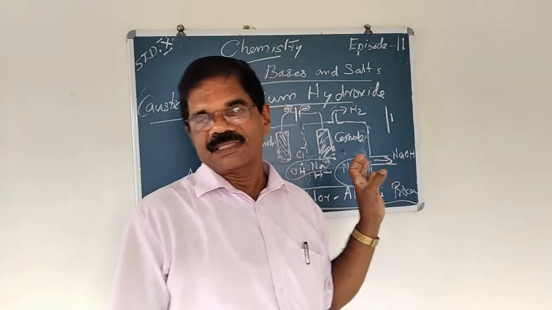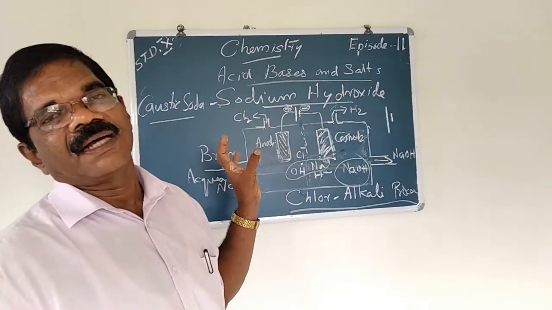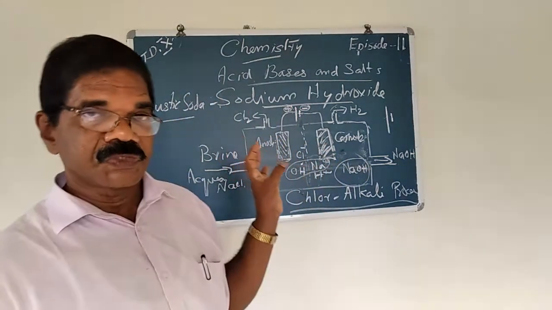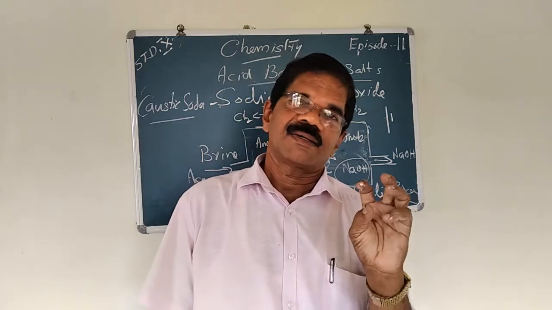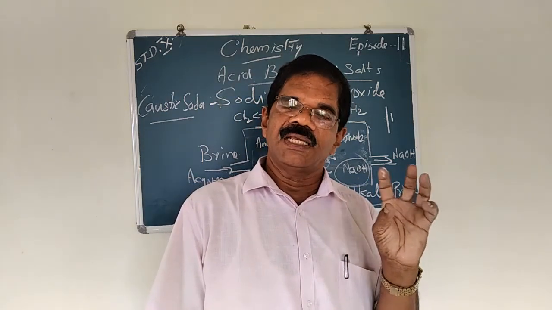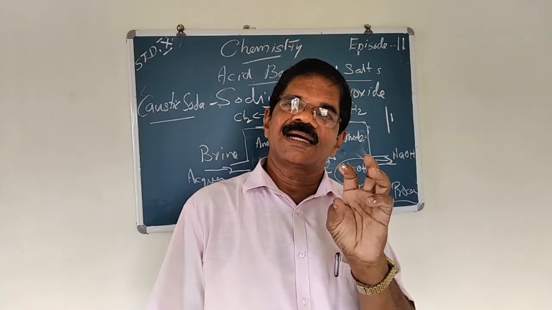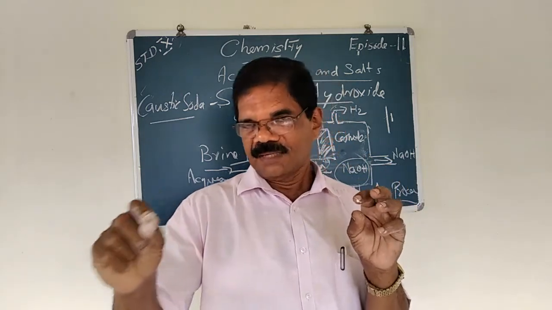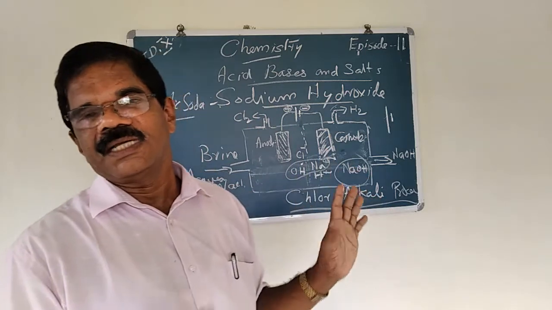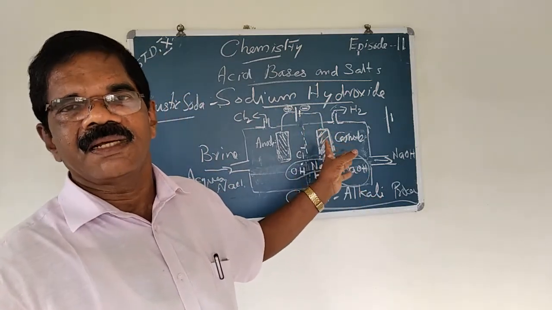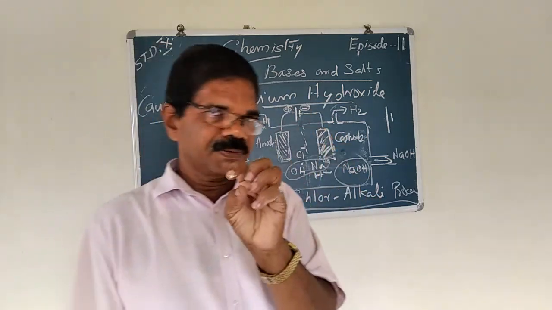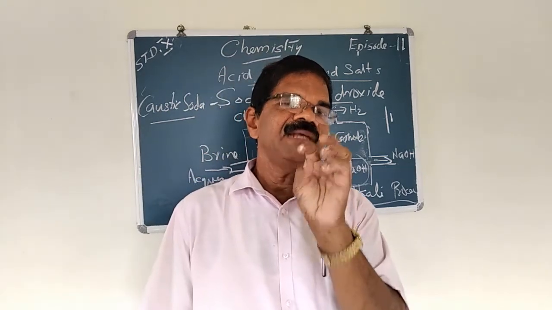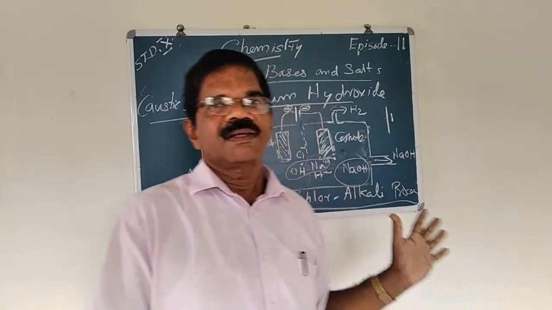In the previous examination, a question was asked: what are the products obtained by the electrolysis of water? Only two words. At cathode, hydrogen. At anode, oxygen. There is no detailed description. What are the products obtained? You must refer only to the names of the products.